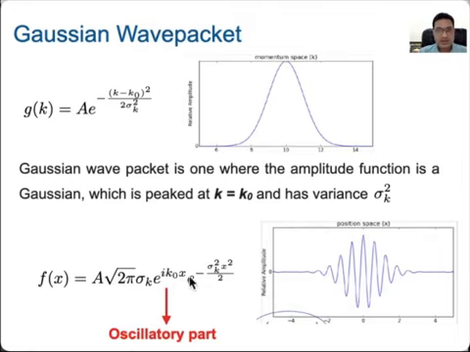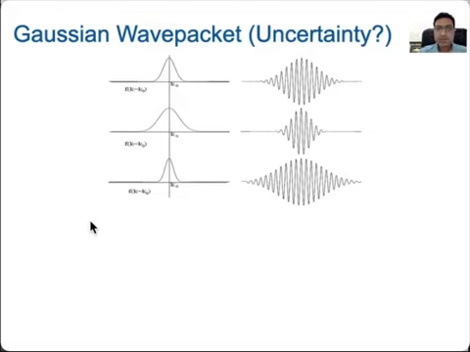Okay, and this is what gives the envelope. So you see this function is still a Gaussian. Okay, and the oscillations are given by this oscillatory part, which is in the real space, and this is in the momentum space. Okay, so here are a few pictorial examples.